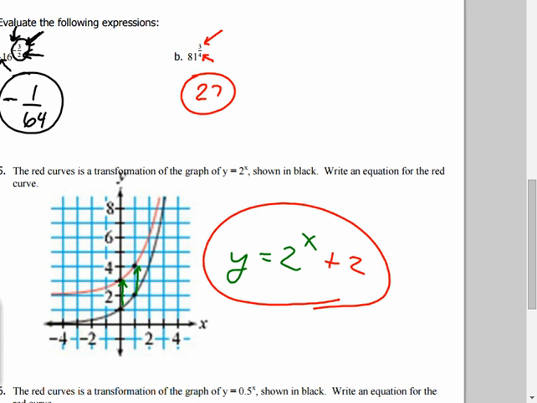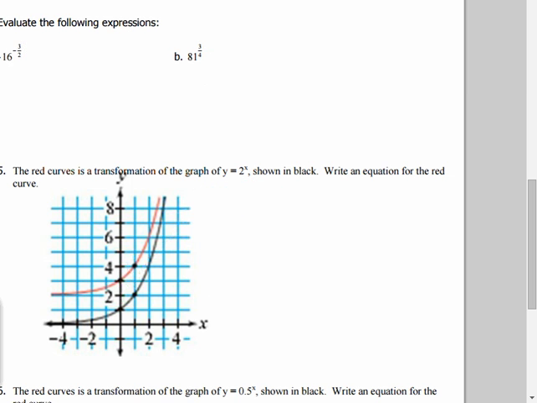And how do I know it's right? If I'm really right, that point right there, for instance, should go in. And that's the point 1 comma 4. Does 1 comma 4 really work? If I stick in x is 1, the y will be 4, and it actually works. Okay, now moving to the very last question.